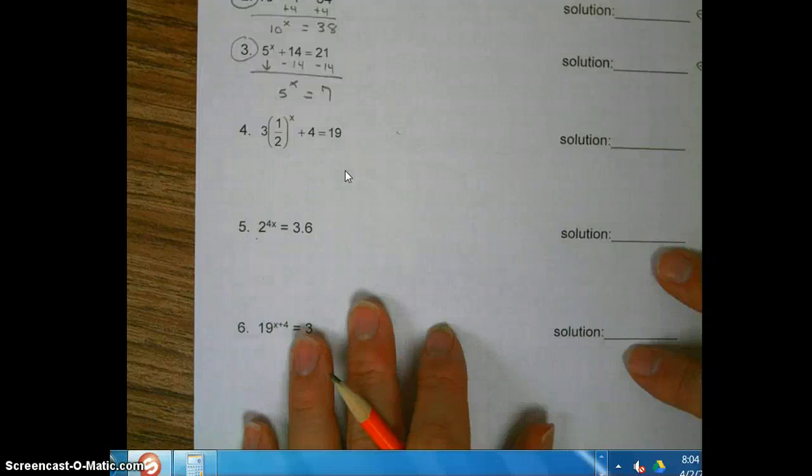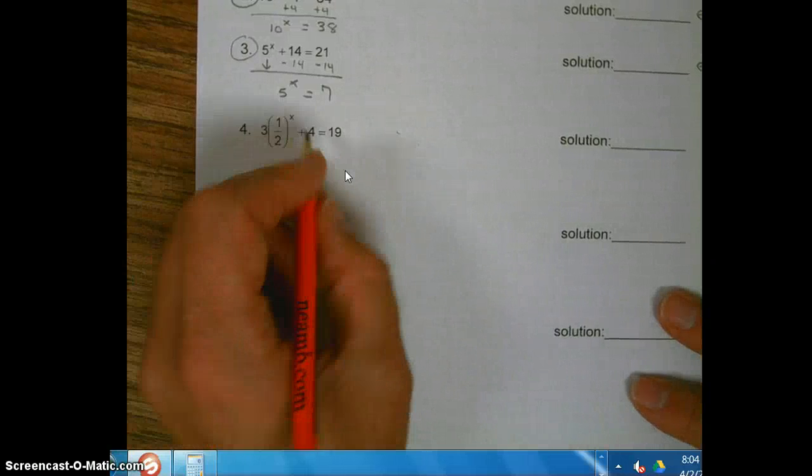Okay, let's go ahead and do number 4. All right, undoing adding and subtracting first.